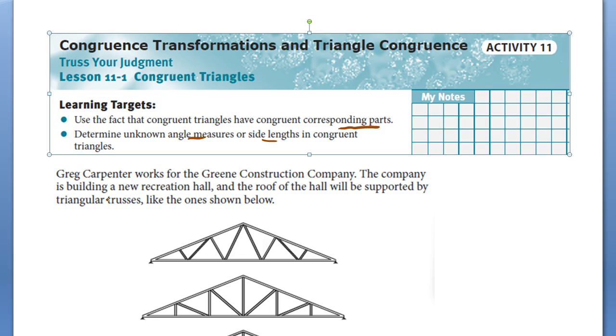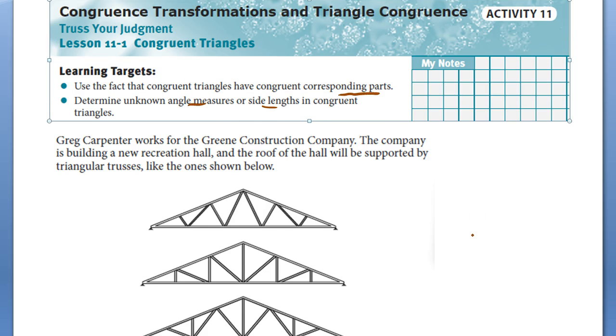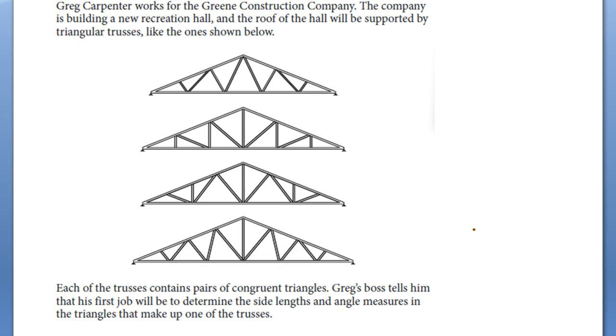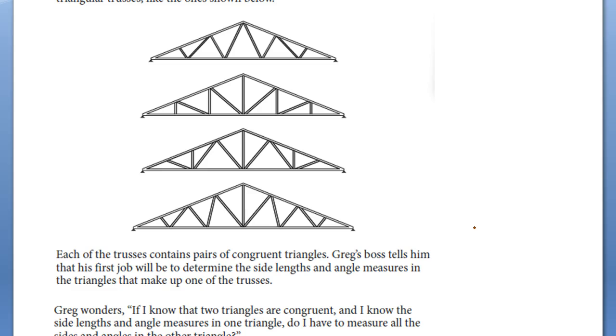Greg Carpenter works for the Green Construction Company. The company is building a new rec hall, and the roof of the hall will be supported by triangular trusses, like the ones shown below. Each of the trusses contains pairs of congruent triangles. Greg's boss tells him that his first job will be to determine the side lengths and angle measures in the triangles that make up one of the trusses.